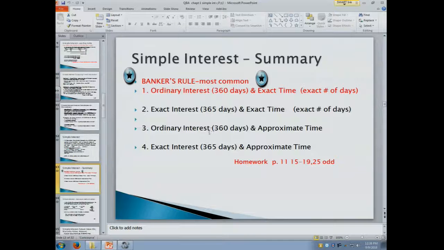I could say approximate time and ordinary interest. Or I could say approximate time and exact interest. Get familiar with all these 4 combinations, but as I said, exact time in the numerator and ordinary interest in the denominator, or 360, is the most common, and you will see it on 90%.